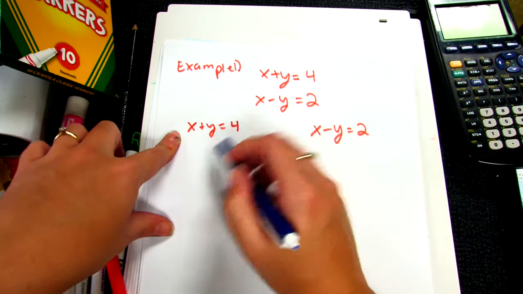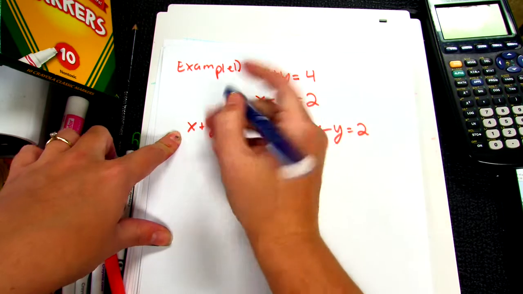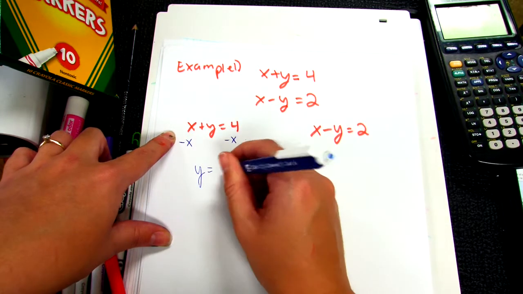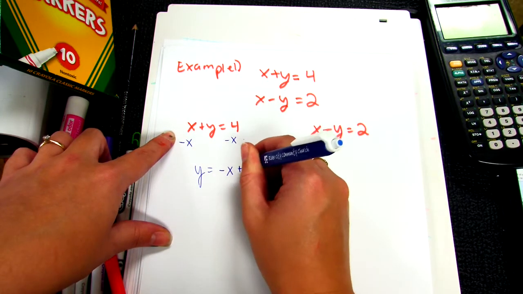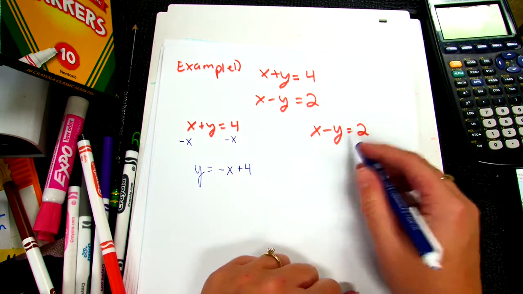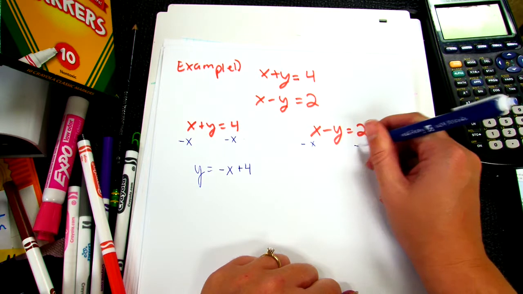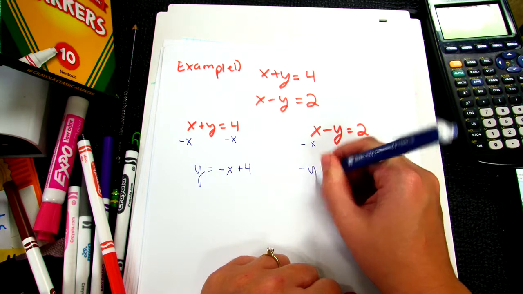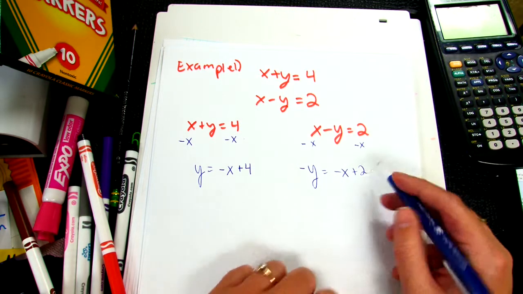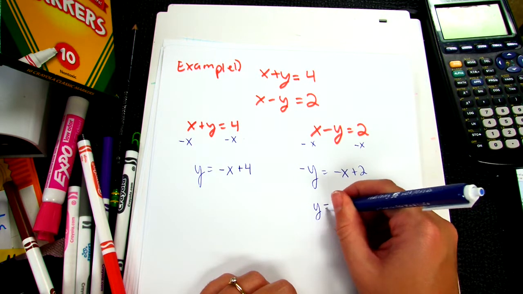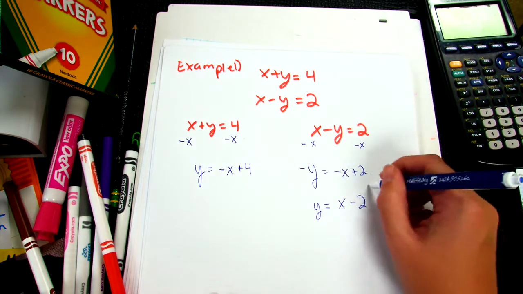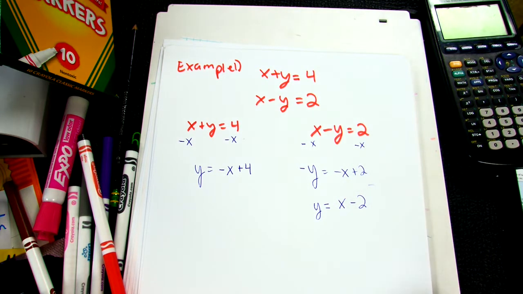So to put this one into slope-intercept form, we are going to subtract x from both sides. And we end up with y equals negative x plus 4. To solve for y here, we're going to subtract x from both sides, and we get negative y equals negative x plus 2. Now I have to multiply everything by negative 1, so we get positive y equals positive x minus 2. So now both of these are in slope-intercept form, which is great.